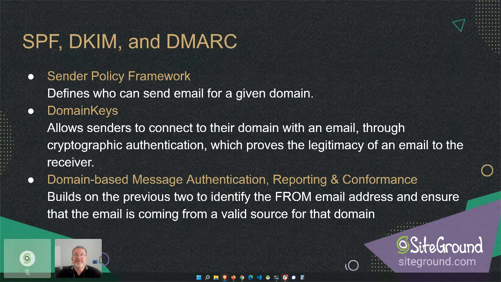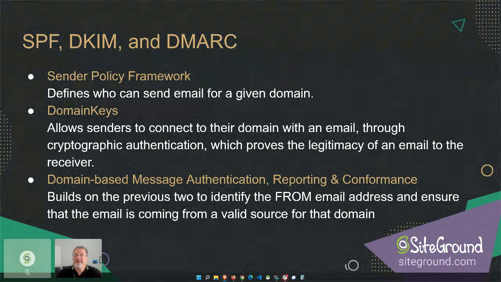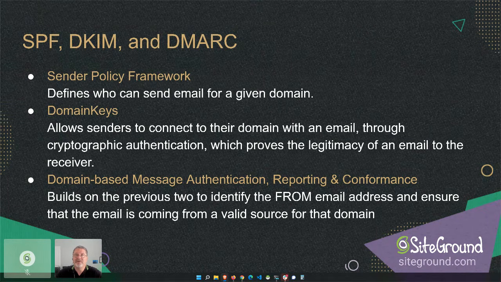Now, DMARC builds on these other two and says, okay, we can now determine whether it came from the right address and it has the right key. What happens if this is bad? And DMARC allows us to say things like, if you get something that doesn't match, quarantine it because it's spam. And you can also get reports from different mail servers. For calevans.com, I get a sampling of reports. I could turn it on and get all the reports, but I get a sampling of DMARC reports.